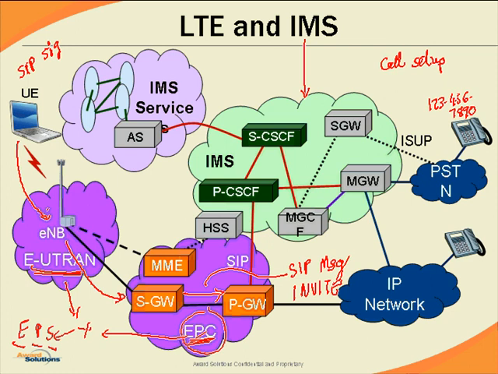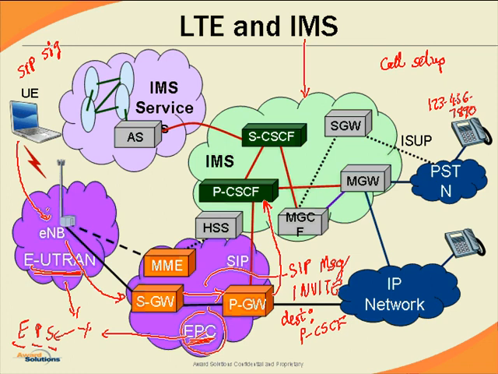So now our PGW has received this SIP message. The destination of that is the proxy call session control function. And in the next few slides, we will talk more about the roles of various IMS entities. So here I am just giving you a high-level view. The destination of that IP packet is the proxy call session control function, so it will be sent to the proxy.